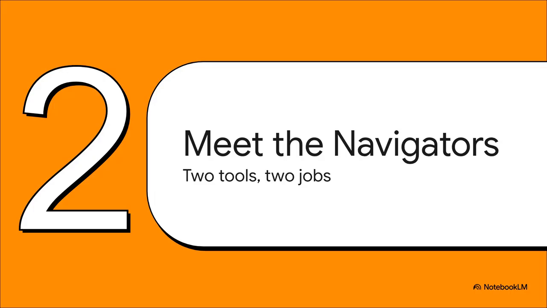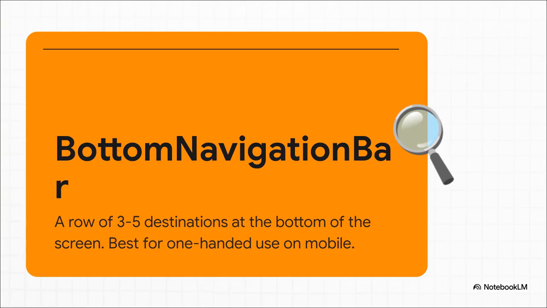Okay, so let's meet these two navigators. And I want to be super clear, this isn't about which one is better. It's always about picking the right tool for the right job. First up, you've got the one we all know and love, the bottom navigation bar. You see it everywhere. It's that classic row of, say, 3 to 5 icons sitting right at the bottom of the screen. Super easy to reach with your thumb, which makes it absolutely perfect for mobile.